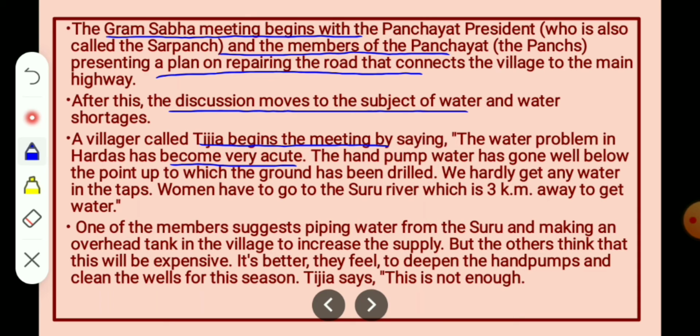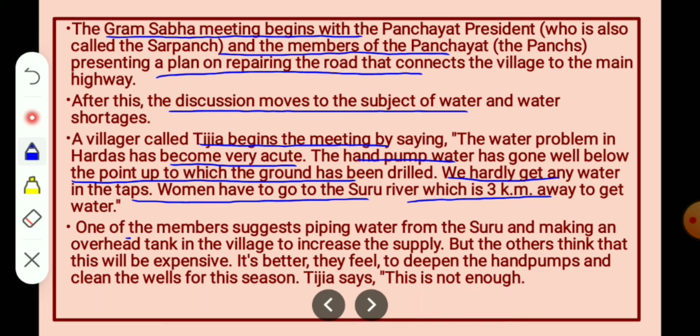So a villager whose name is Tijia begins the meeting by saying that the water problem in Hardas has become very acute. The hand pump water has gone well below the point up to which the ground has been drilled. So the water level has gone down, and now the hand pumps are not able to give water. We hardly get any water in the taps. Women have to go to the Suru river, which is 3 kilometers away, to get water. So because of it, the women have to go to the Suru river, 3 kilometers away from the village.